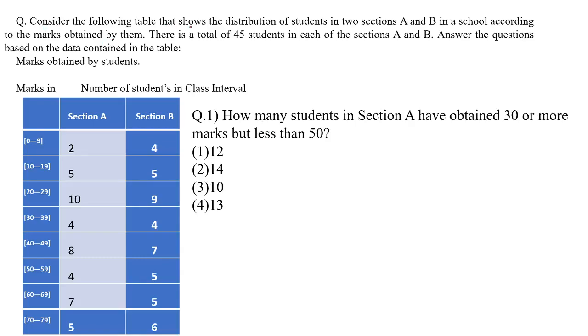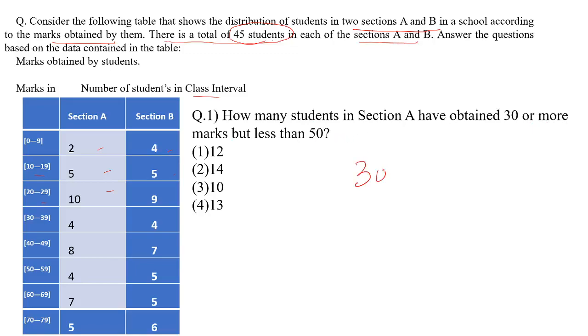Consider the following table that shows the distribution of students in sections A and B in a school according to the marks obtained by them. There are a total of 45 students in each section, A and B. Answer the questions based on the data contained in the table. These are the different intervals given, and the number of students in the class intervals are these.